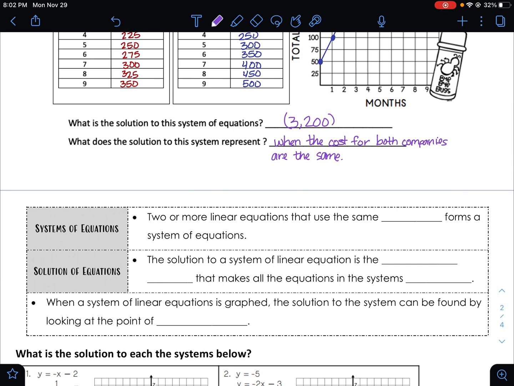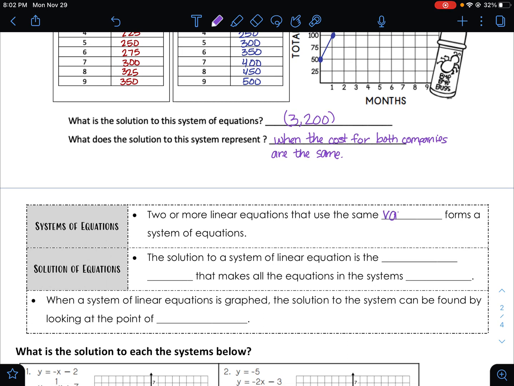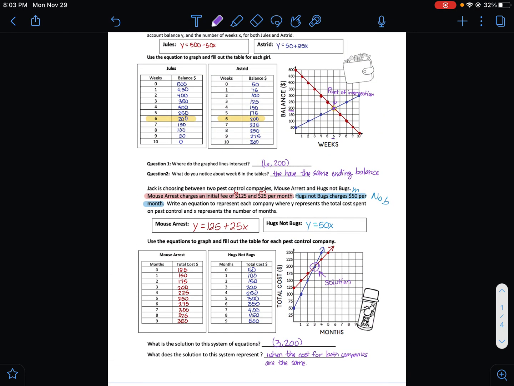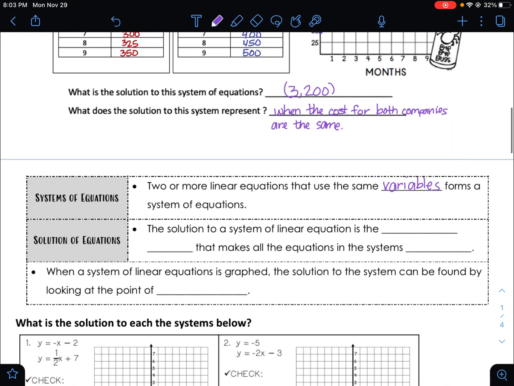A system of equations is 2 or more linear equations that use the same variables. Okay? Notice that for both examples, we had 2 equations, y equals, 2 linear equations. That is a system, having 2 or more linear equations. The solution of a system of linear equations is the ordered pair that makes all the equations in the system true.